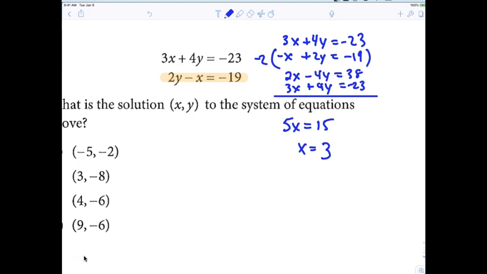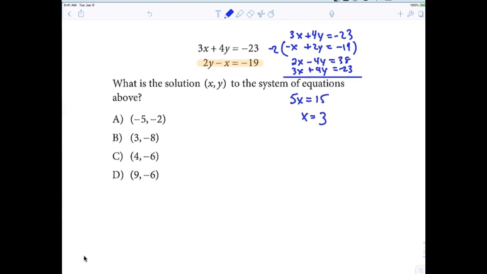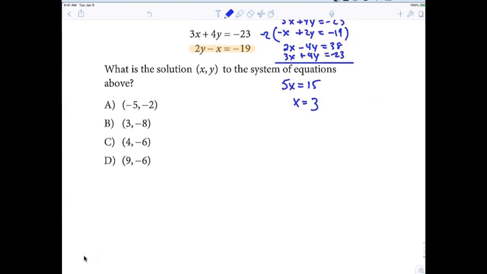Now, the question here is, I'm trying to help you take a multiple choice test. Do I have to solve for y? No, because the only x value that's 3 is B. That is the correct answer. Yes, ma'am.